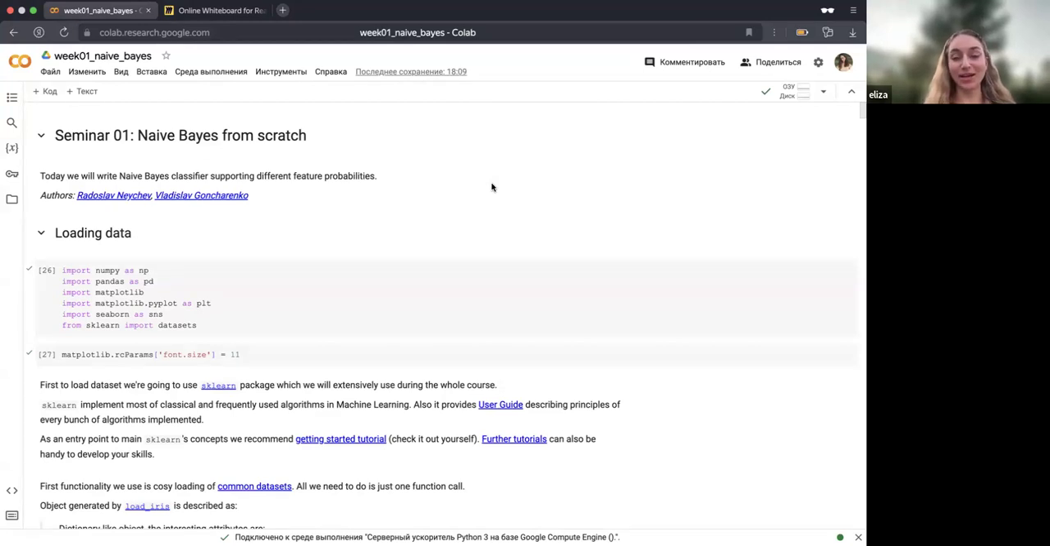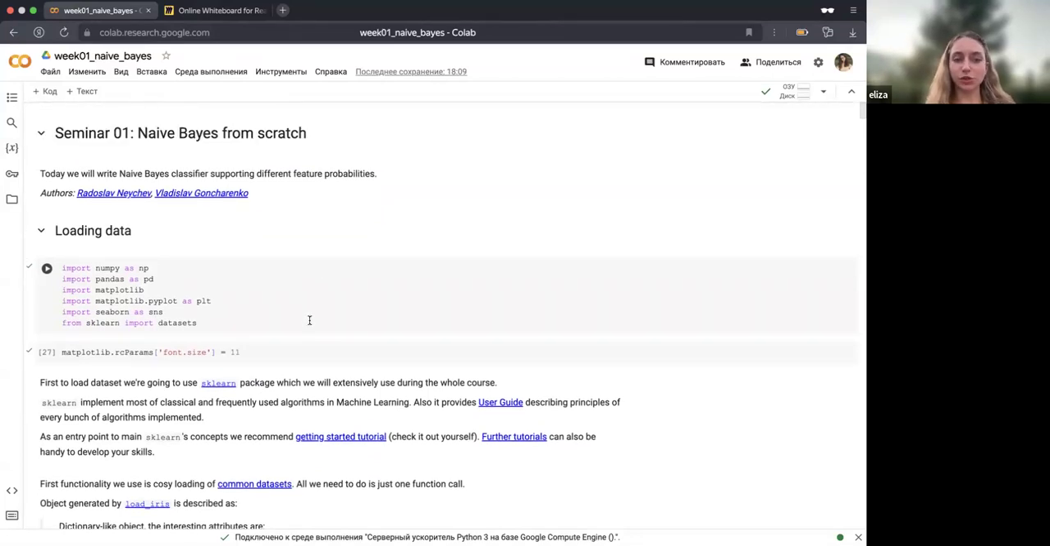Okay, my name is Elisa, and I'll try to teach you something interesting. Today in our program is naive Bayes and KDE methods. So we will write the naive Bayes algorithm from scratch, and then we will consider the kernel density estimator and some techniques for improving our algorithm.